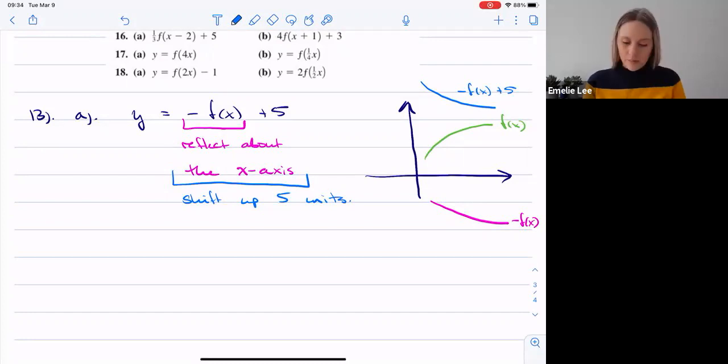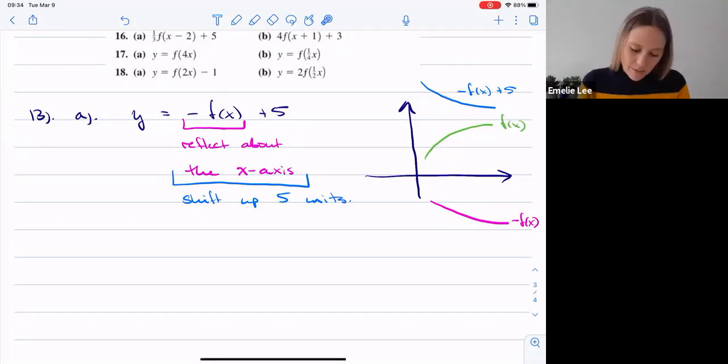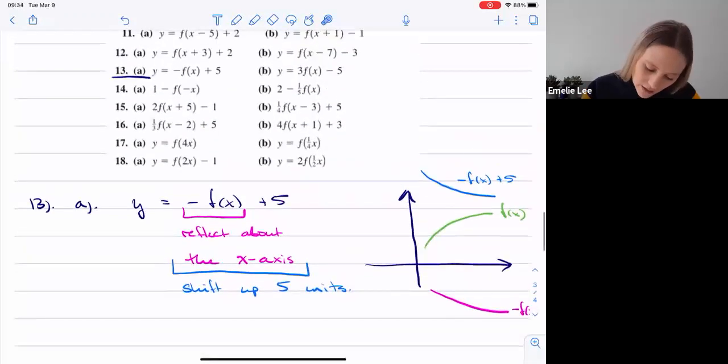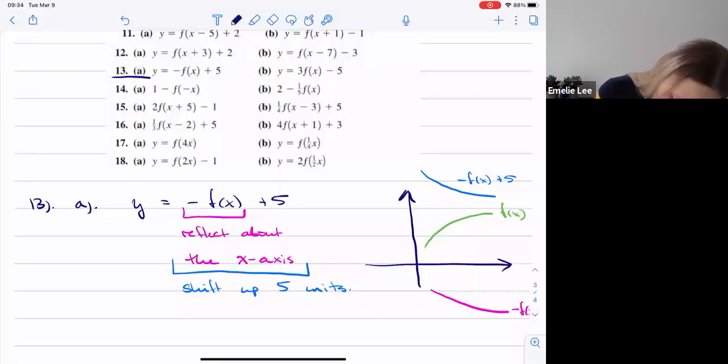A little bit tricky because I didn't put any labels on here, so it's a little bit hard to know where plus 5 would be, but that's the idea. Okay. Let's do 13b as well.